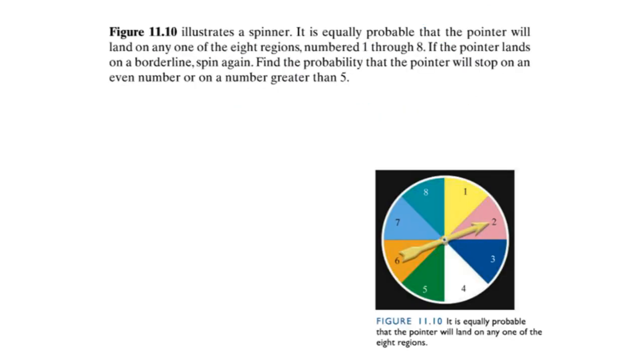For this problem, we're going to be looking at the spinner in the lower right-hand corner. And it says, for this spinner, it is equally likely probable that the pointer will land on any one of the 8 regions. So we have 8 regions numbered 1 through 8. If the pointer lands on a borderline, spin it again. All right, find the probability that the pointer will stop on an even number or on a number that is greater than 5. So what I'm going to do first is just make sure I have my sample numbers, and I know that I have 1 through 8 available to us.